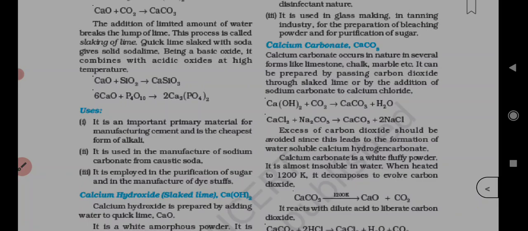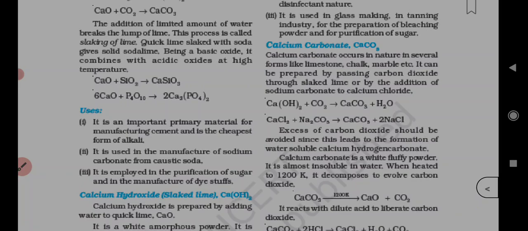Uses. It is used in the preparation of mortar, a building material. So if you want to make mortar, what do you have to do? You take calcium hydroxide. Building material.